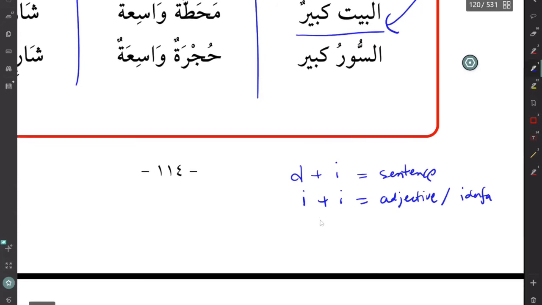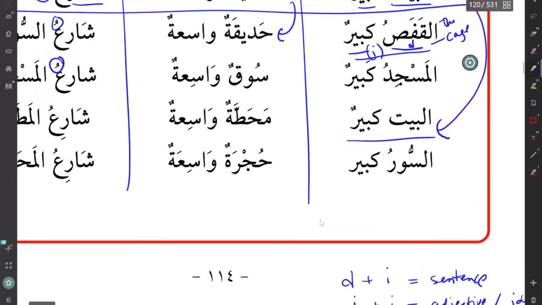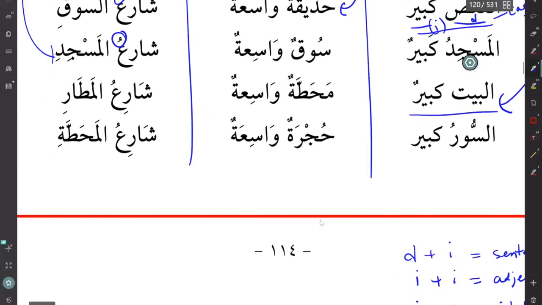But if you have an indefinite and then a definite, then most likely it will be an idafa. So it's going to be "of." I'll just write "of." Make sense? So this is a simple way to recognize what kind of phrase you are looking at. It's one technique you can use.